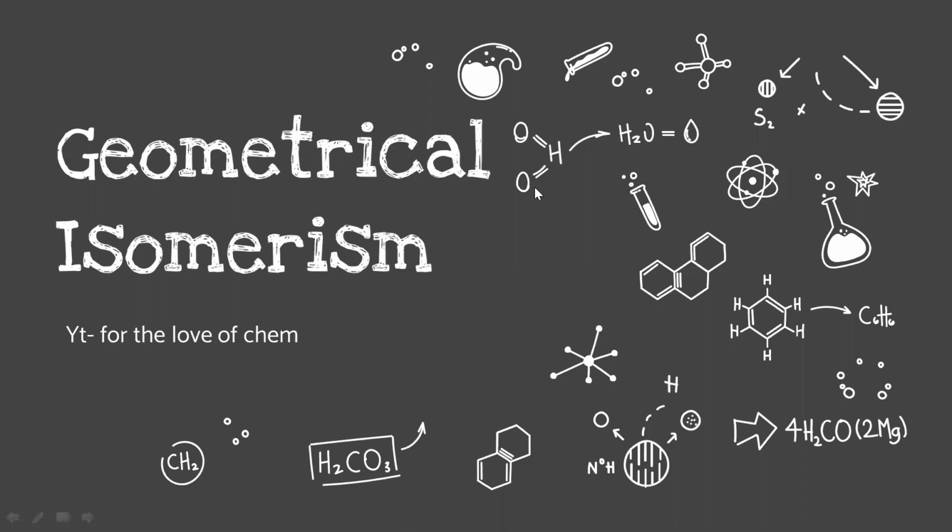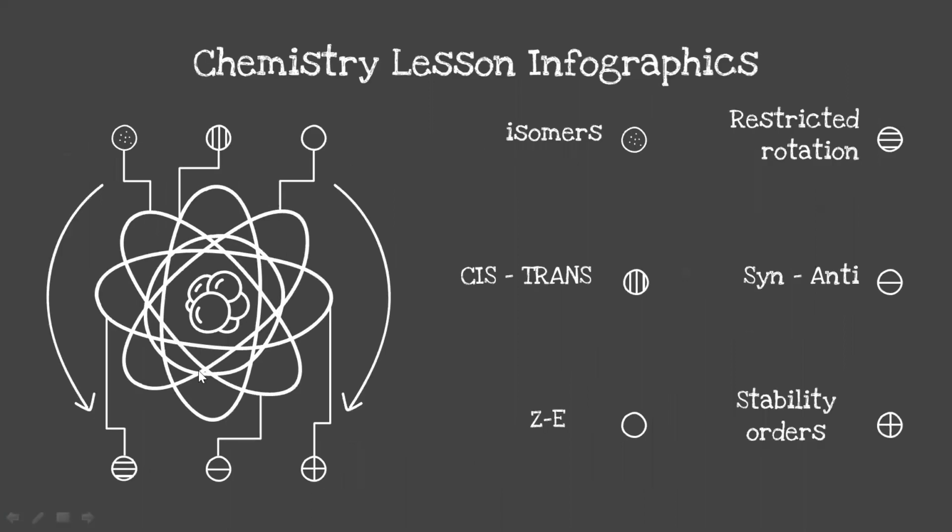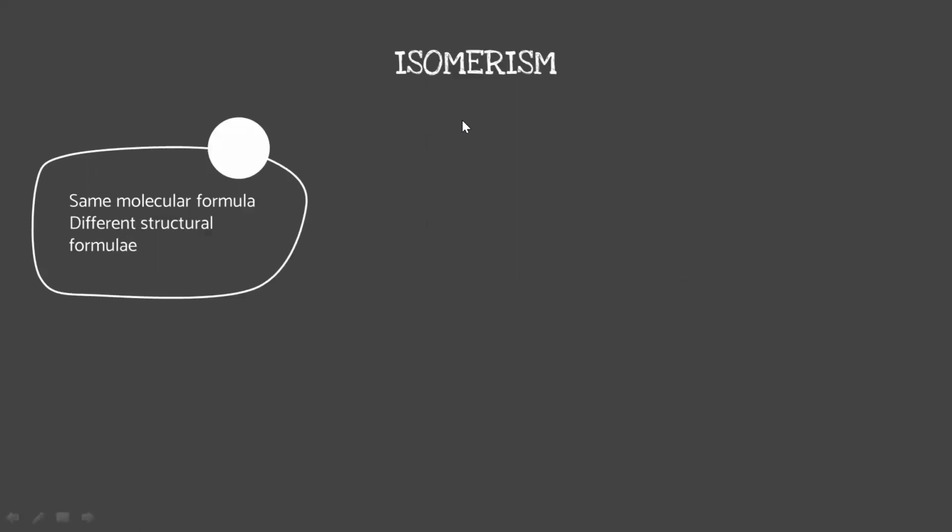Hello. So today let's see geometrical isomerism. In the previous video, we have seen what is isomerism. We have discussed what is structural isomerism. Today we are entering the part of stereoisomerism. Stereochemistry itself is a vast subject, which is a branch of chemistry dealing with different isomers and their properties. So stereoisomerism is of two types: geometrical isomerism and optical isomerism.